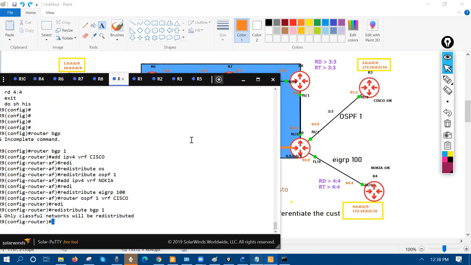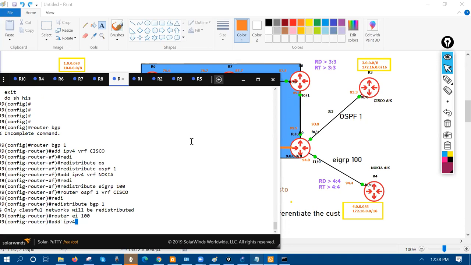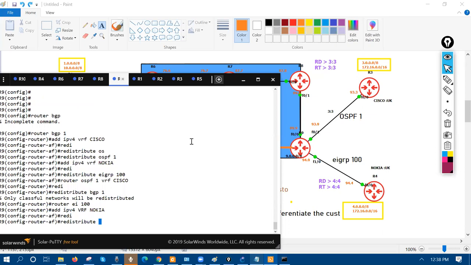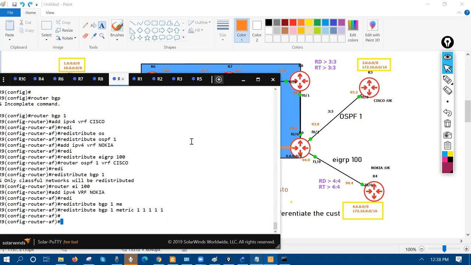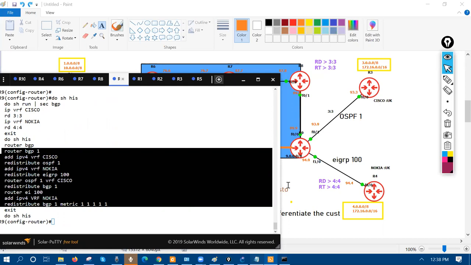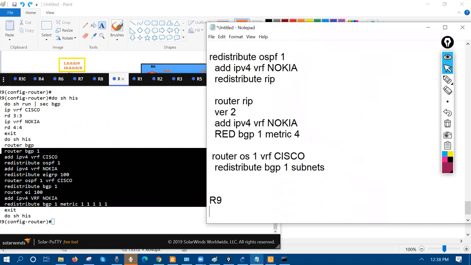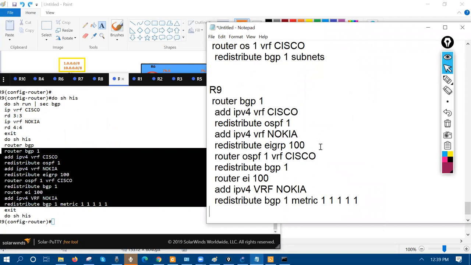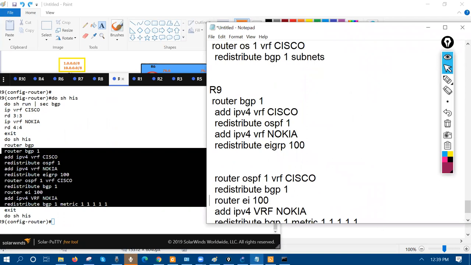BGP 1, right? If you don't put subnets, it will prompt you a warning message. It's not an error message, it's a warning message. So only classful networks will be redistributed. No issue, I have only classful right now. Okay, same way router RIP number 100, address family IPv4 VRF Nokia. And redistribute which one? BGP number 1, metric. Then show history. BGP 1, done.